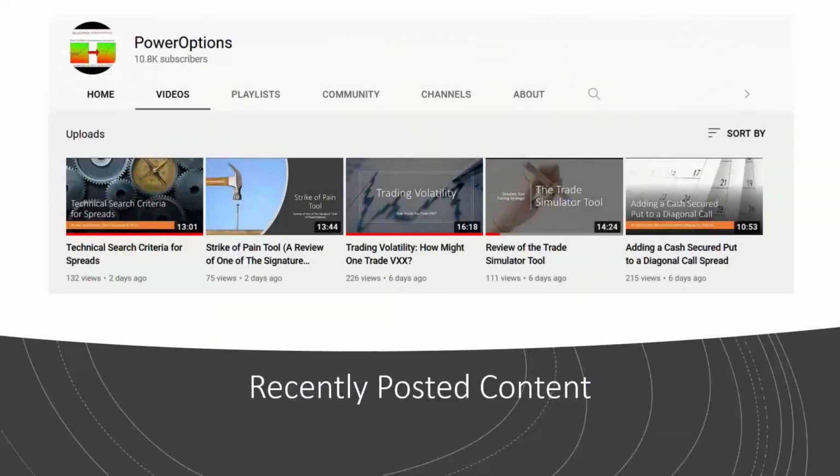Right, now, before we jump into it, just want to review some of our recently posted content from our previous discussions. We had a topic there on adding a cash secured put to help with rolling a diagonal spread position. We did a quick review of the trade simulator tool and how we use that to help us gauge what stops we might want to use, what our targets should be, and what our expectations would be for a given strategy.